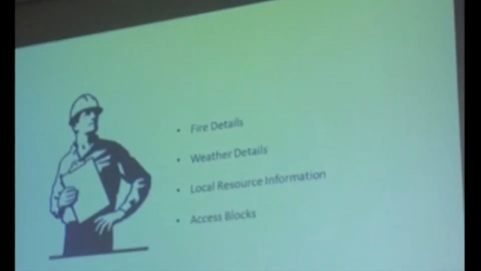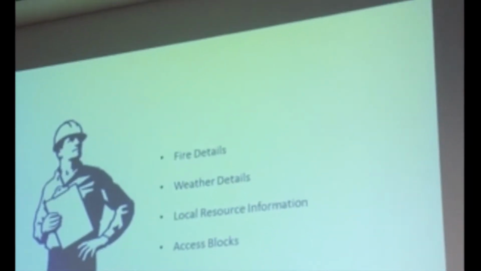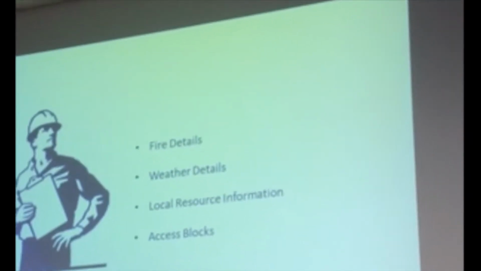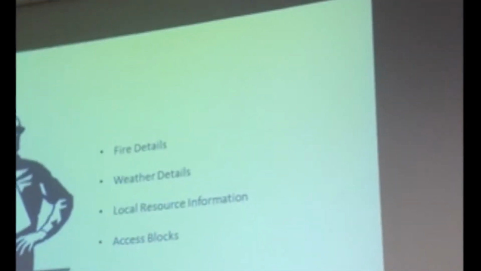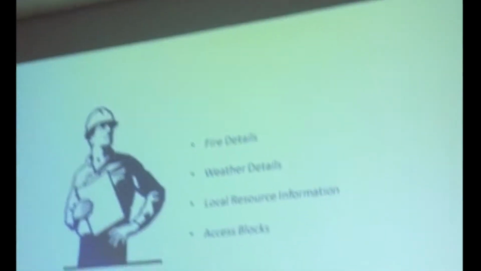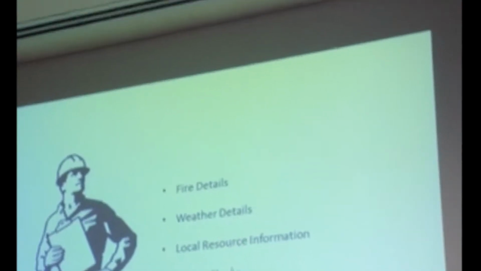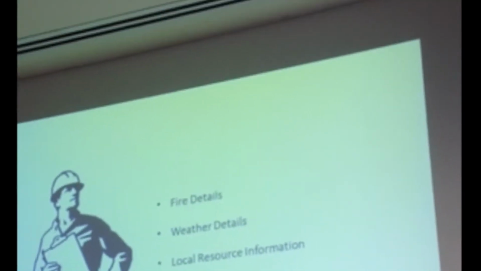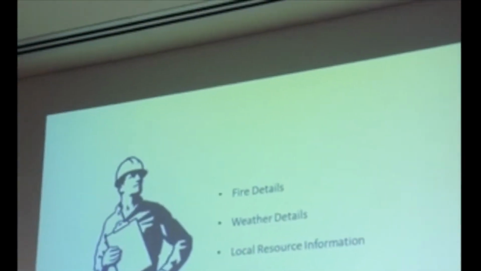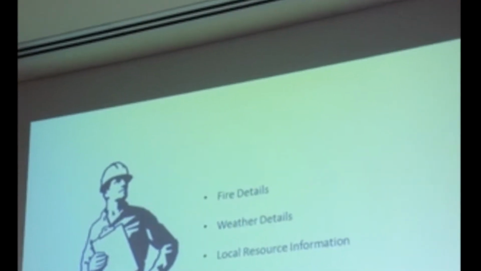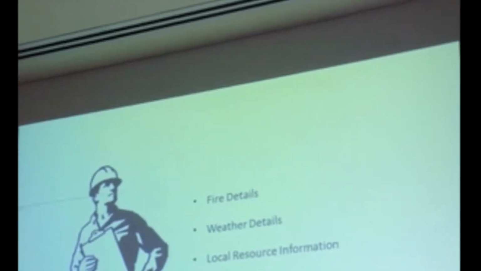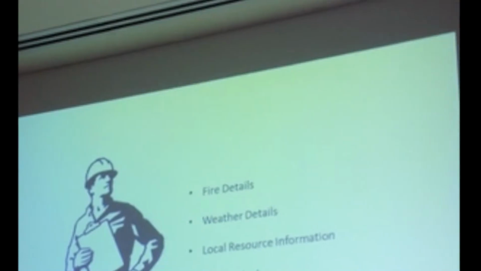So Russell knows that he needs to know what time a fire starts because he needs to get there within 5 to 10 minutes of it starting to make sure that it can be contained. He needs to know the weather details because if it's too windy, it doesn't matter how many trucks he sends there, it's not going to help. He needs to know where his resources are, and he needs to know where they can't access, so any roadblocks or anything like that.